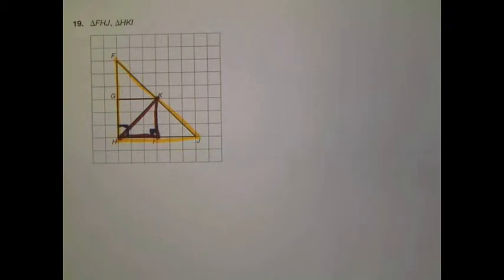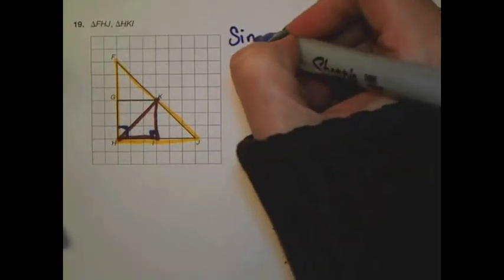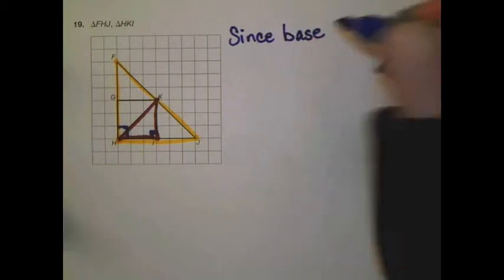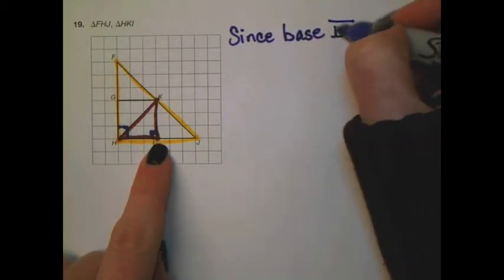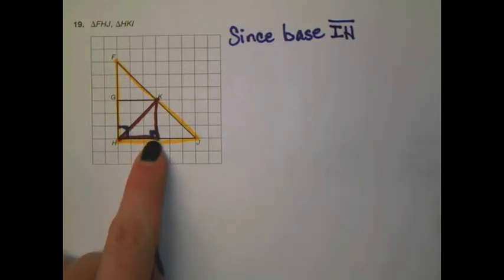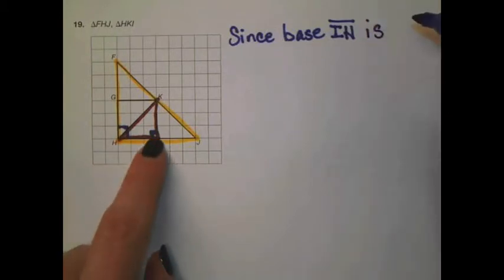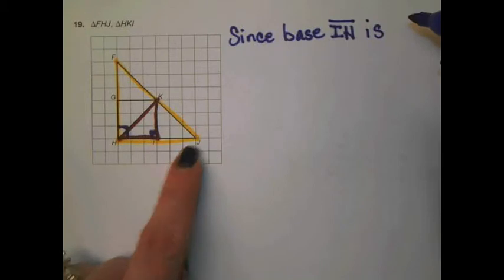And I can see that both of my triangles are right triangles. The smaller right triangle has a right angle on the right side, and the larger triangle has a right angle on the left side. So I'm going to start off again. Since base, now I'm going to write this base IH because I'm going to start at the right angle because these are congruent or similar triangles, so I need to write the points in a certain order. So since base IH is, you notice it's 3 units, and the base of the larger triangle is 6.